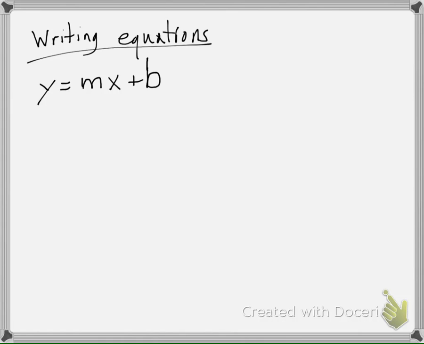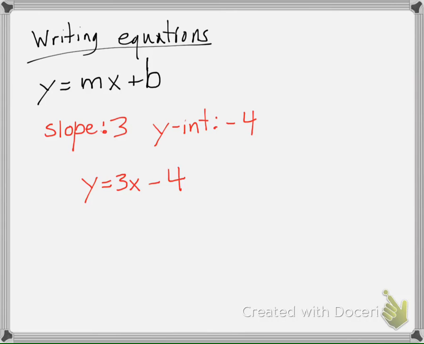Now, if I want you to write an equation, and I tell you that something has a slope of 3 and a y-intercept of -4, who can tell me what the equation for this line would look like? Allison? y equals 3x plus negative, I mean minus. Yeah, minus.